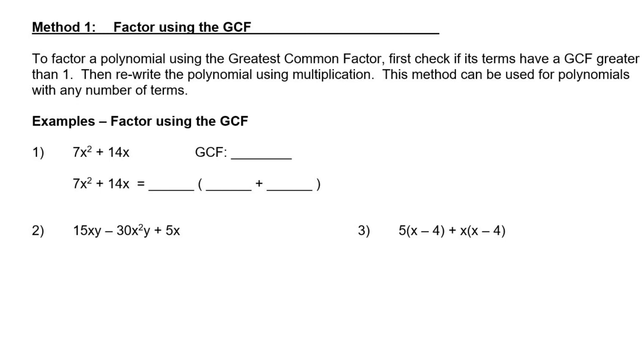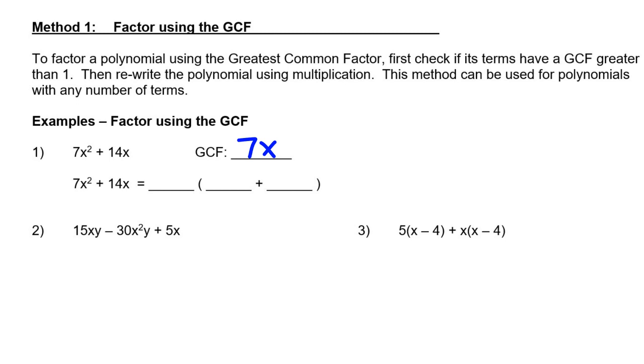So for example, in number 1, we have 7x squared plus 14x. So the first thing I'm going to do is look for the GCF. 7 and 14 both have a common factor of 7. And they both have a variable of x. One is x squared and the other is x to the first. Anytime we're talking about a GCF, you want to choose the one that has the smaller exponent. So for this first example, our GCF is just 7x.